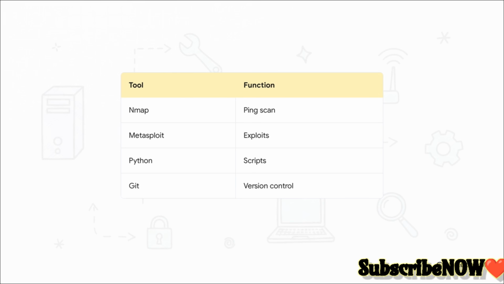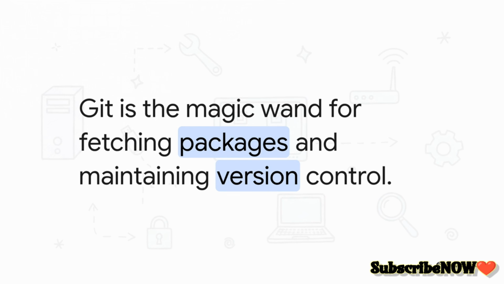But let's be real, out of all these tools, Git deserves some special attention. It's essentially your magic wand. While the apt package manager is great, you are going to rely heavily on Git as your gateway to installing your absolute favorite cutting edge hacking tools directly from developers. By simply using the git clone command followed by a project's link, you can magically pull down entire repositories straight to your desktop, completely ready for action.